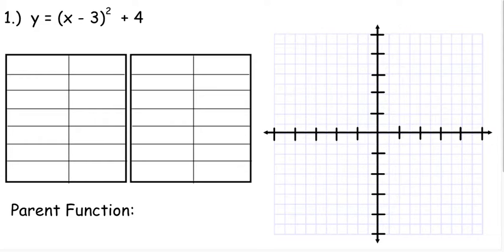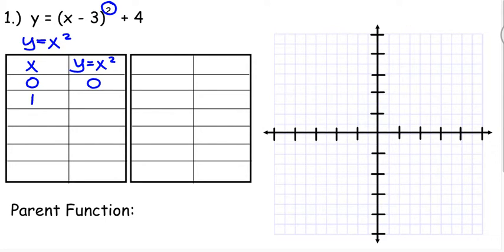So we want to identify who our parent is. Notice that this is a squared term, so our parent is a quadratic function, y equals x squared. So let's go out and find the ordered pairs for our parent function. So we say x, and then we're going to evaluate at y equals x squared. So we'll start with 0. When we substitute 0 in, 0 times 0 is 0.